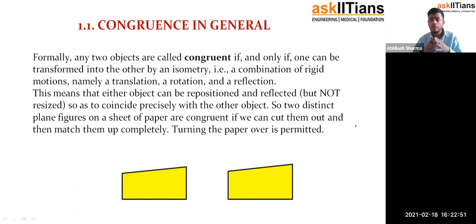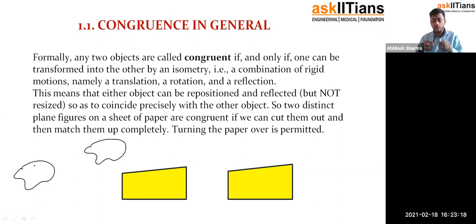Isometry means a combination of rigid motions. And what are those rigid motions? Namely, a translation, a rotation, and a reflection. So that's it. Now let's understand what we mean by translation. So let's say we have some object here, we have another object here.